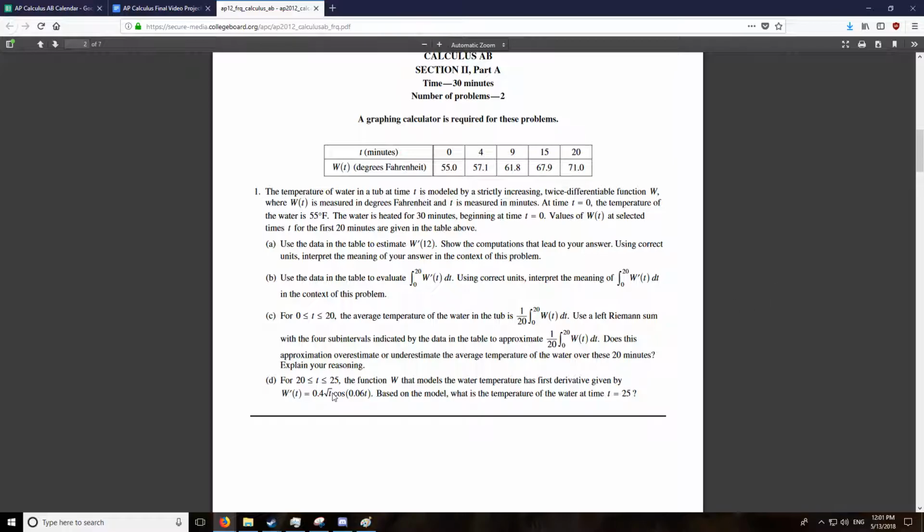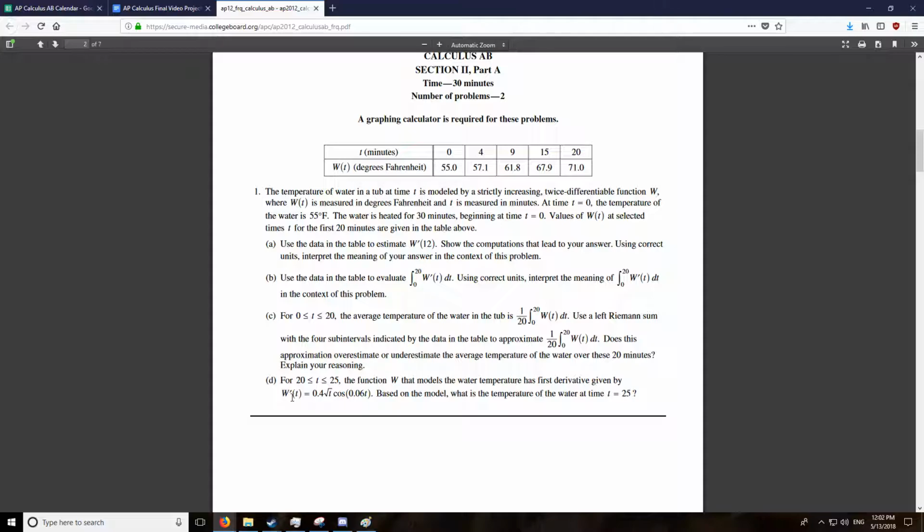Now, for part D, for time 20 to time 25 minutes, the function W that models the water temperature has the first derivative given by W prime of t equals 0.4 root t cosine of 0.06t. Based on the model, what is the temperature of the water at t equals 25? Note this function only applies for 20 to 25, and this is a prime, so this is the rate at which it is increasing. So we cannot just plug in 25 as a value of t and use that as our answer. Instead, we take the W value at 20, 71, and add that to the integral from 20 to 25 of this.